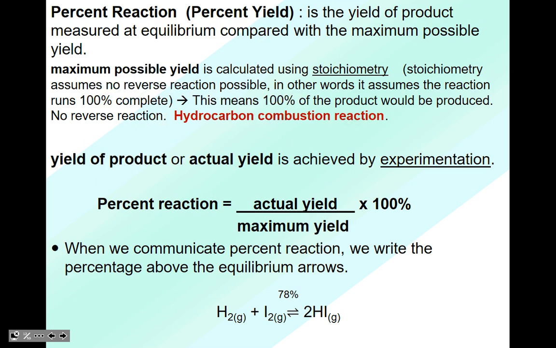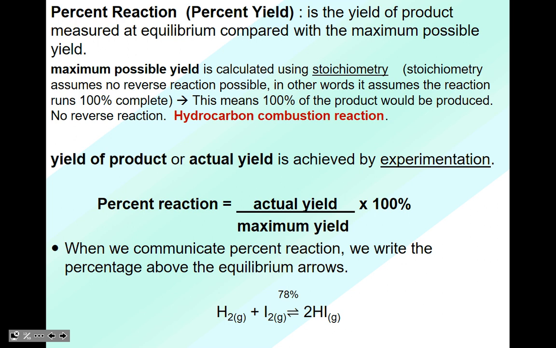So percent reaction, or percent yield, remember that from Chem 20, is the yield of product measured at equilibrium compared with the maximum possible. The maximum possible yield is 100%, but we all know that's really, really impossible unless your reactants are 100% pure and everything is tickety-boo. Maximum possible yield is calculated using stoich.